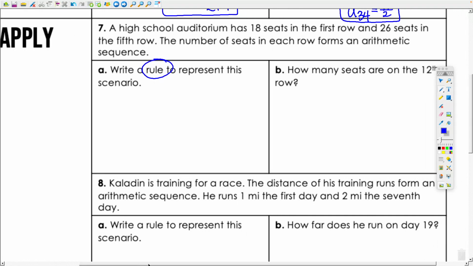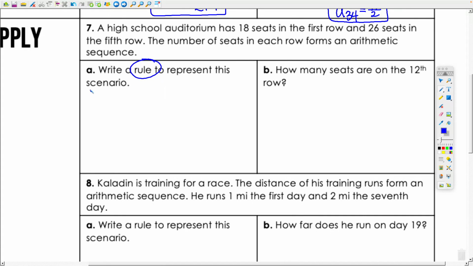So what I need you to do is identify 2 things for me. What is my a sub 1? Because they give it to me. 18. It's 18. But then they give me the 26. What does that represent? What row is that? The 5th row. So that means I'm going to write a sub 5 equals 26. Stay with me. So far, so good. Now let's think of these as ordered pairs. If I were to write these as ordered pairs, the first ordered pair would be 1, 18. The second ordered pair would be 5, 26. So far, so good.